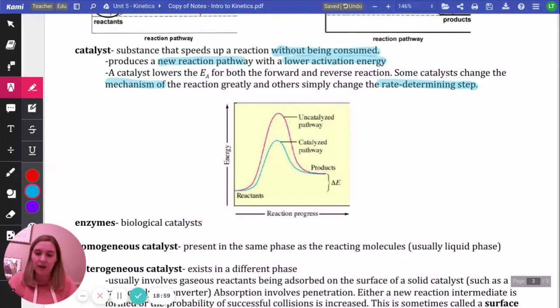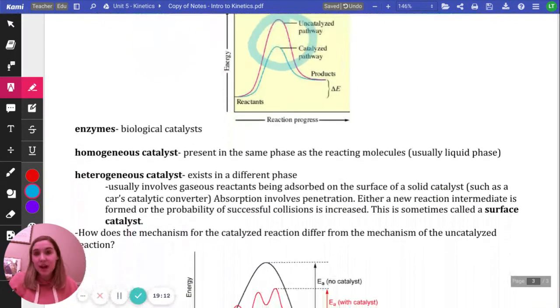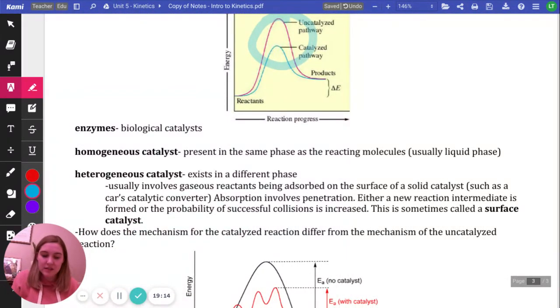You can see right here this graph shows our uncatalyzed pathway versus the catalyzed pathway. Our catalyzed pathway is going to have a significantly lower activation energy, which is going to make our reaction much more likely to occur. We do have different types of catalysts as well. We have enzymes, which are biological catalysts. This is what's in your body. The majority of the reactions that take place in your body do require a catalyst to happen. So you definitely need catalysts in your body.